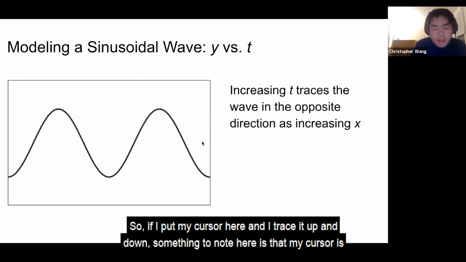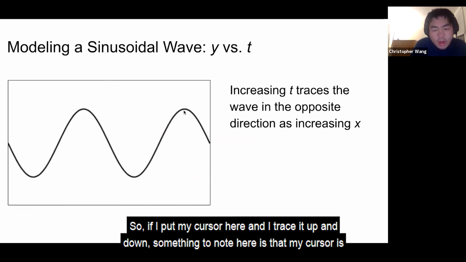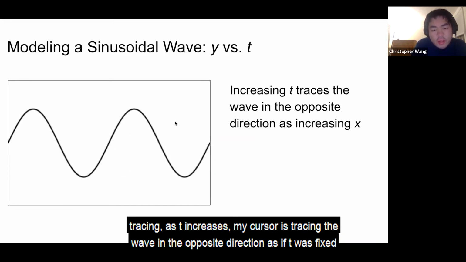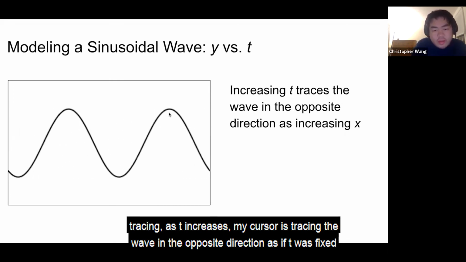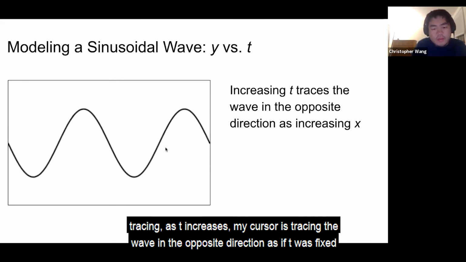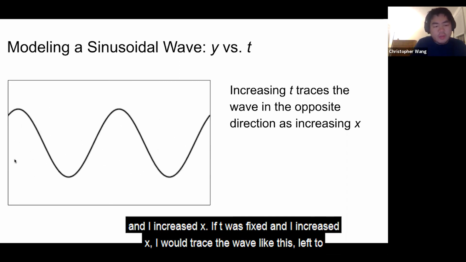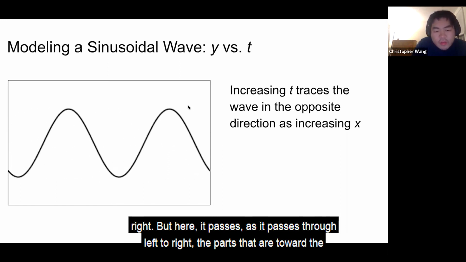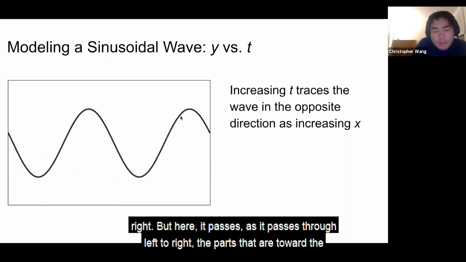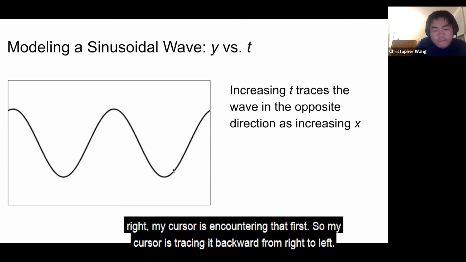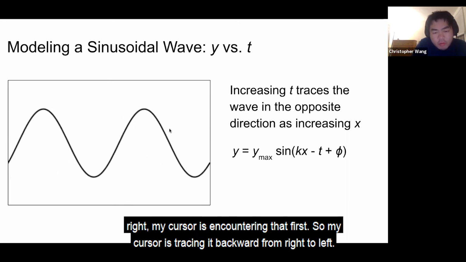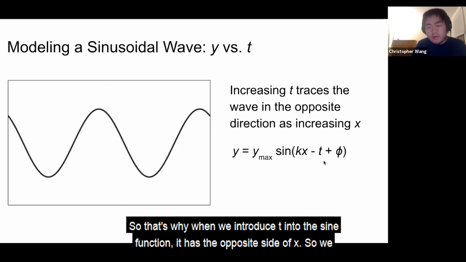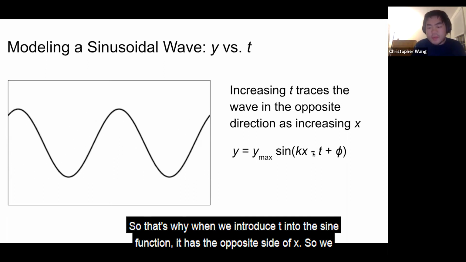So if I put my cursor here and I trace it up and down, something to note is that as t increases, my cursor is tracing the wave in the opposite direction as if t was fixed and I increased x. If t was fixed and I increased x, I would trace the wave like this, left to right. But here, as the wave passes through left to right, the parts that are toward the right, my cursor is encountering first. So my cursor is tracing it backward, from right to left. So that's why when we introduce t into the sine function, it has the opposite sign of x.